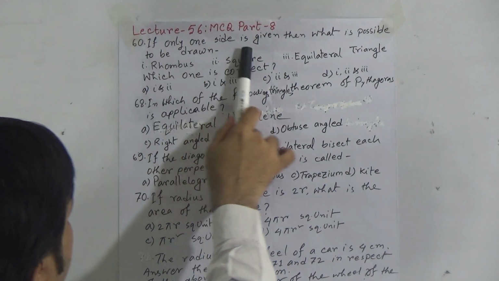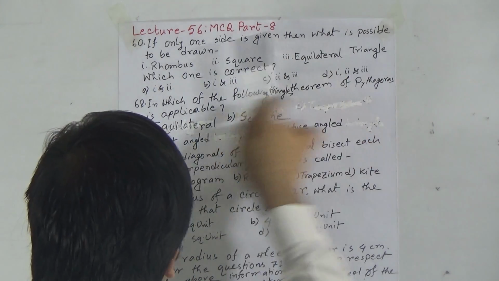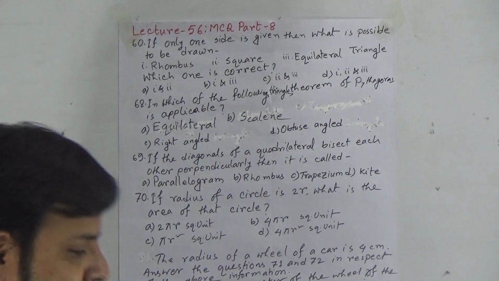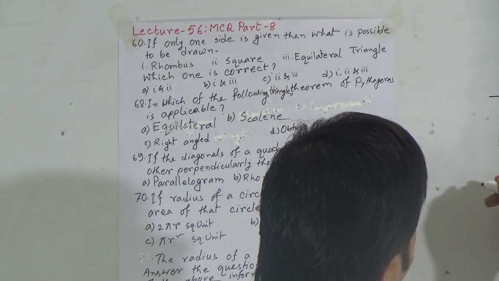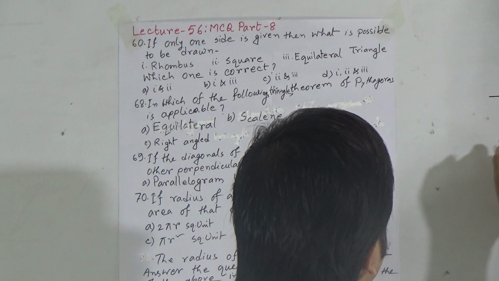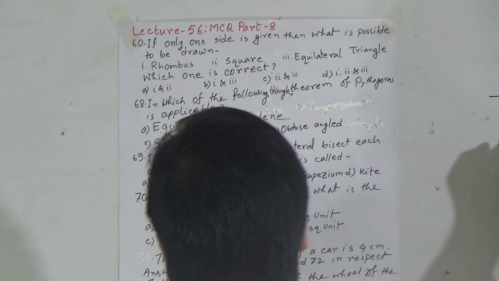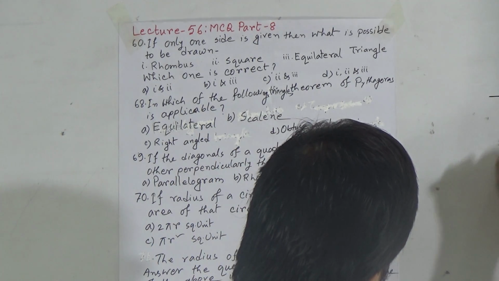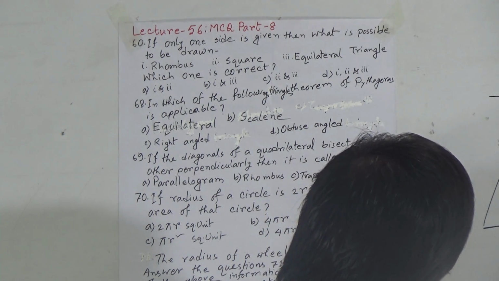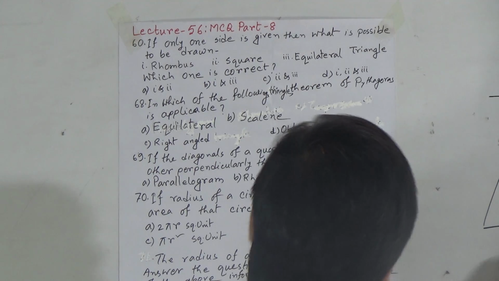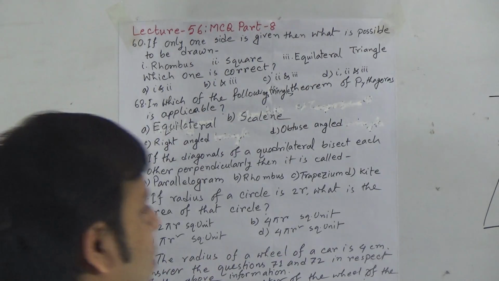If only one side is given, then what is possible to be drawn? Dear students, you know, when only one side will be given, using this one side we can draw a rhombus. To draw a rhombus, we know all sides of a rhombus are equal. So when only one side will be given, we can draw rhombus.